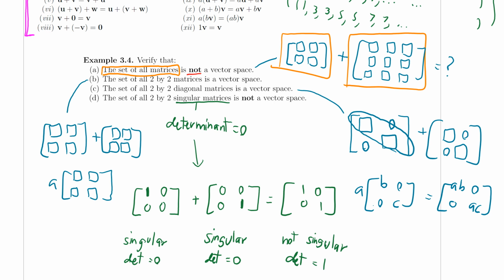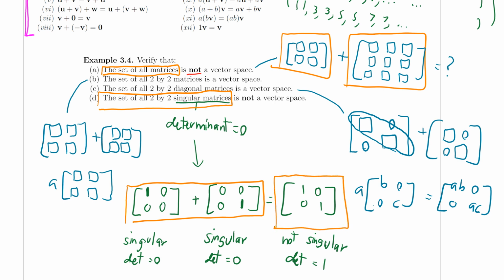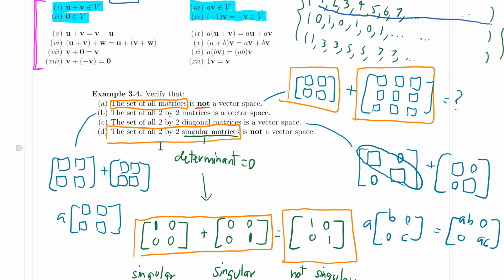And it just so happens that when I add two singular matrices, I get something outside the universe. My universe now is the set of all 2 by 2 singular matrices. So when I add two singular matrices, I get something which is not a singular matrix. So it goes outside my universe. So that means the set of all 2 by 2 singular matrices is not a vector space, because it's not closed under addition. When I add two vectors, I get something which is no longer in my set of vectors here.